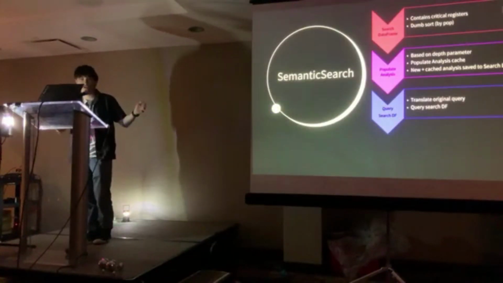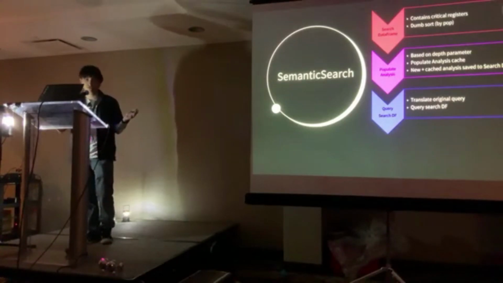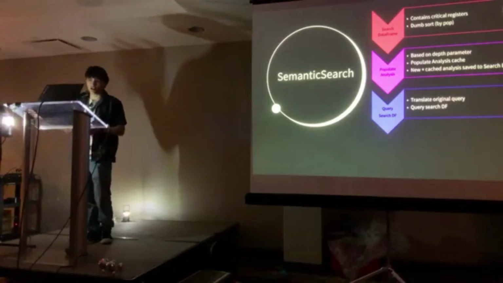So this is semantic search. This is a much easier algorithm than the previous one. Really simple. When we make a semantic search, we're first going to create a sub data frame and take it off the main data frame. This data frame is going to just contain critical registers that we search for. So only gadgets that actually touch that register are what we're going to actually emulate.